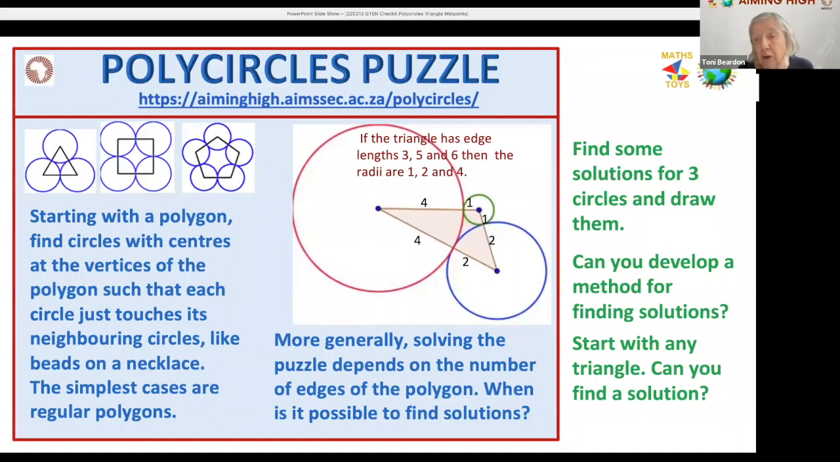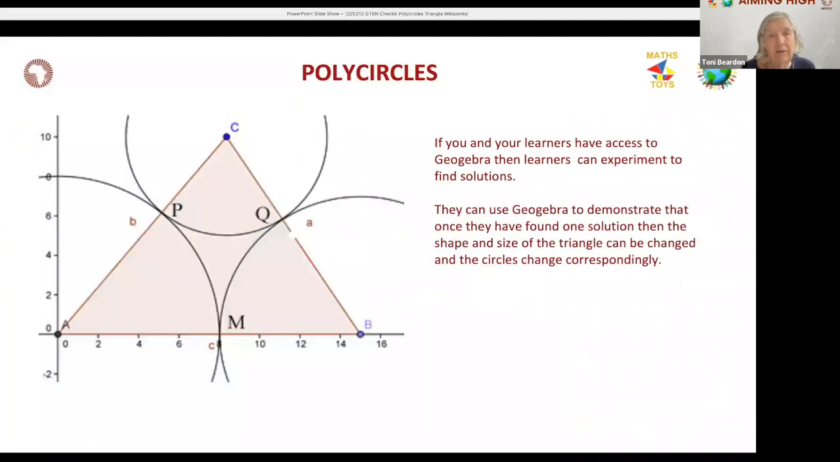So if you start with any triangle, can you always find a solution? Well, let's think a bit more about that, shall we?